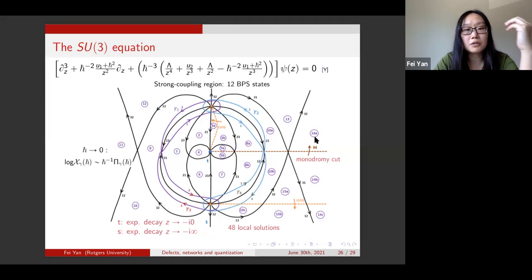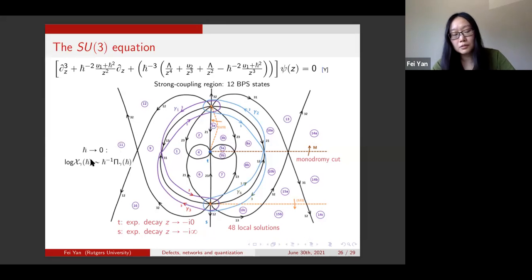And one thing one could ask is, how do you know you're actually doing the correct thing? So the first step to check is a semi-classical one. Namely, recall that the WKB symbol captures the Borel summation of quantum periods, which means that if you take the h bar goes to zero limit, the log of the WKB symbol will admit an asymptotic expansion in terms of the quantum periods.